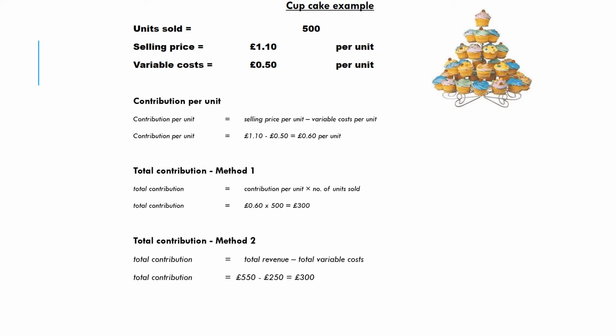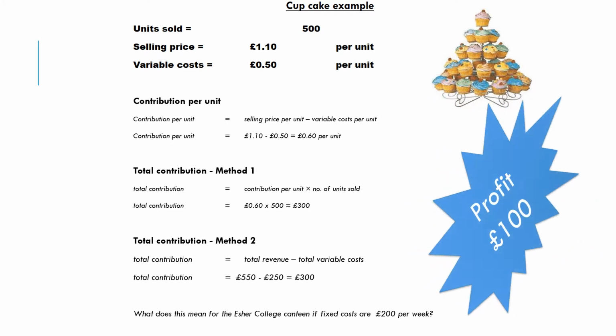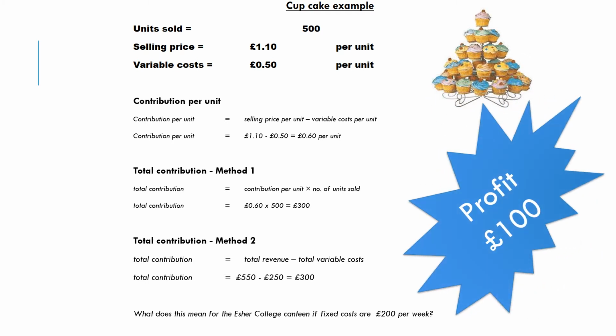So the college canteen has generated £300 towards covering the rest of the costs of the business, i.e. the fixed costs. So what would this mean for the college canteen if the fixed costs per week were actually £200? Well, they've generated £300 to cover the cost of £200. So can you work out what it would mean for the college? That's right. It would mean they would be making a profit, happy days, of £100.